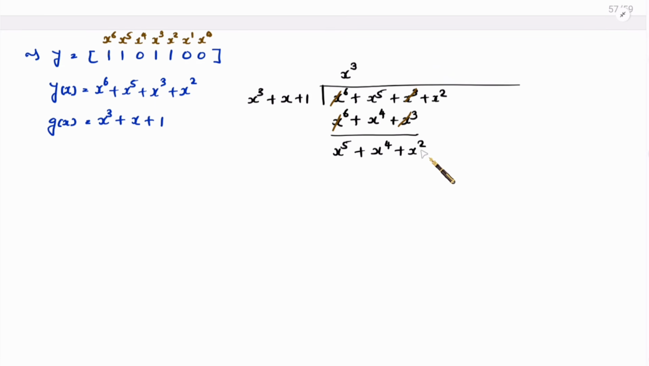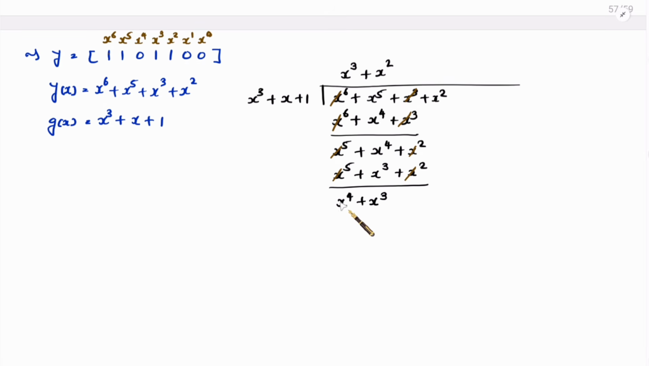Now the highest order is x to the power 5. So we need to multiply by x square. Here we will have x to the power 5 plus x to the power 3 plus x to the power 2. Again we eliminate similar terms. x to the power 5 is cancelled, x square is cancelled. So we have x to the power 4 plus x to the power 3.